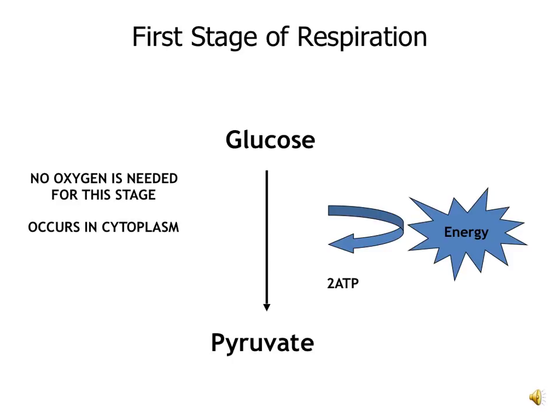Now the first stage of fermentation is the same as that you looked at for aerobic respiration. That is that it occurs in the cytoplasm. There's no oxygen needed for this stage, and the glucose is broken down to 2 molecules of pyruvate and 2 ATP are produced. But it's what happens to the pyruvate next that is different.